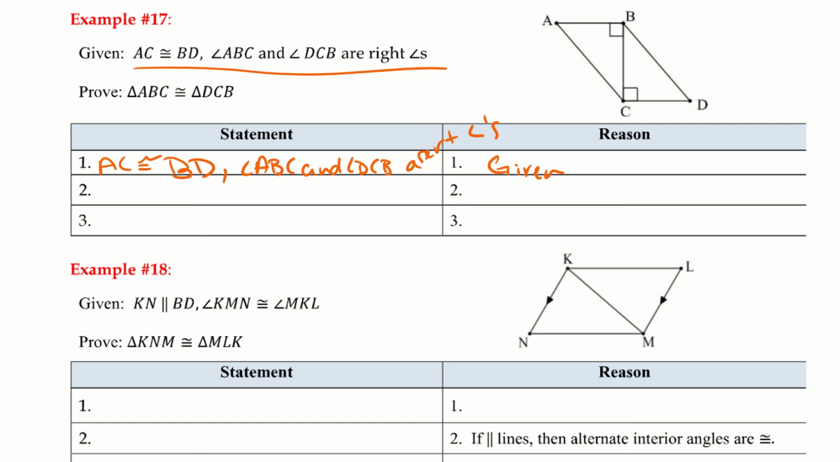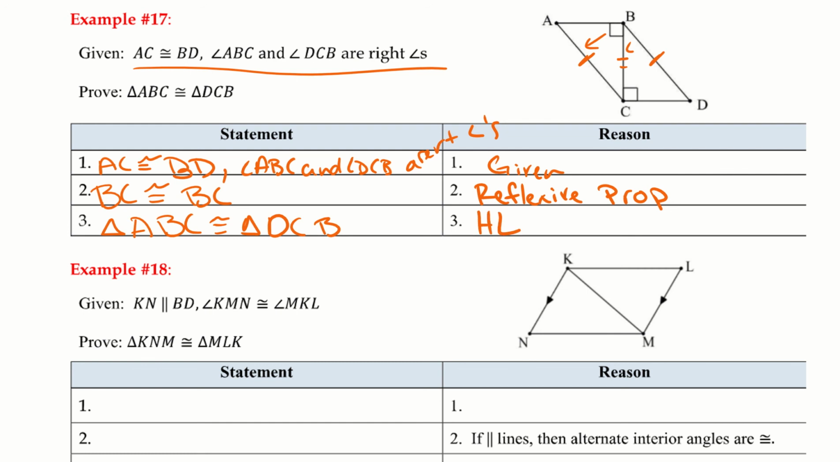So let's see, AC and BD are congruent, and then we have the two right angles. Well, I can also now do the reflexive property for BC. So BC is congruent to BC, reflexive property. And then since we have this right angle, I notice that I have a hypotenuse as well as a leg. So I can now say that these two triangles are congruent by hypotenuse, leg.